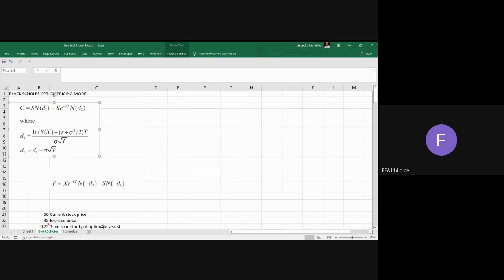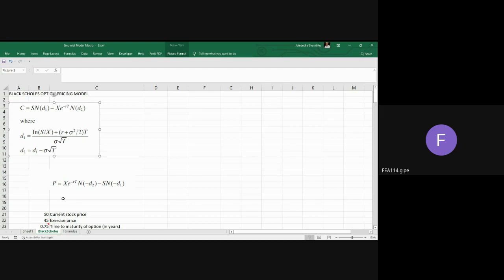They have also defined what D1 and D2 are. D1 is log of stock price upon exercise price plus r plus sigma squared upon 2, times time, where r is the interest rate, divided by sigma, which is the volatility of the stock, times the square root of time. And once you calculate D1, then D2 becomes very easy. D2 is nothing but D1 minus sigma root T.